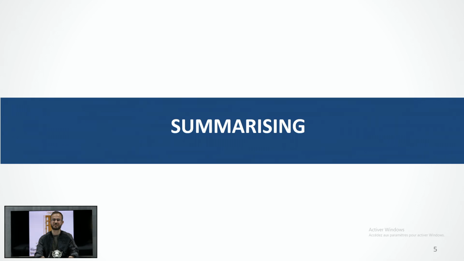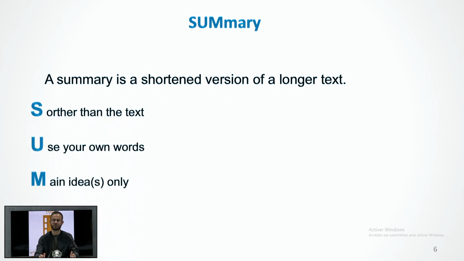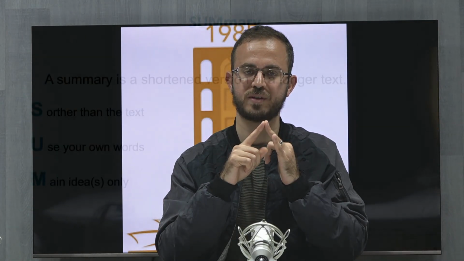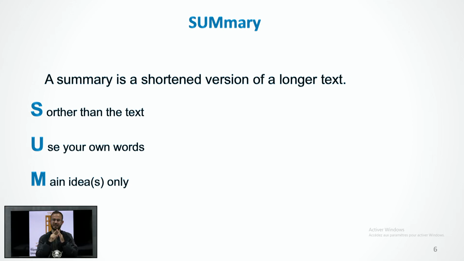So, summarizing. What do we mean by summarizing? It's very important to know what we mean by summarizing. The word summary is simply a shorter version of a text. The word summary is derived from the verb to sum up or to sum. So let's consider the initials of the word SUM. S stands for shorter than a text. And the U stands for using your own words only, and M stands for main important ideas only.